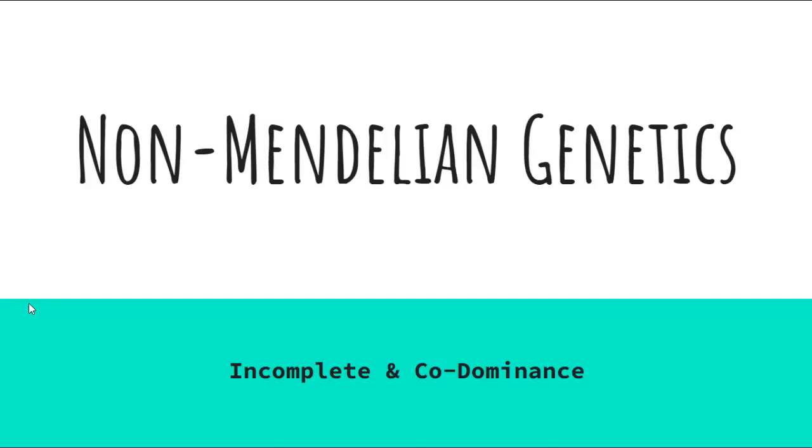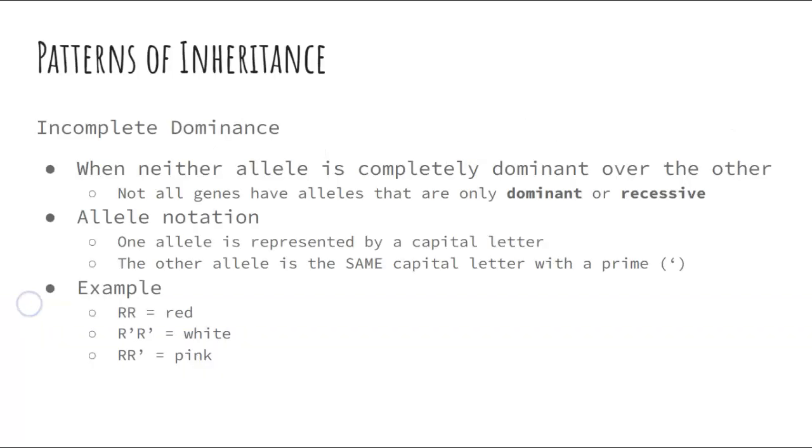There are two specific types we're going to talk about, incomplete dominance and codominance. We're going to talk about how they go against what Mendel thought was happening. So let's just dive right in.